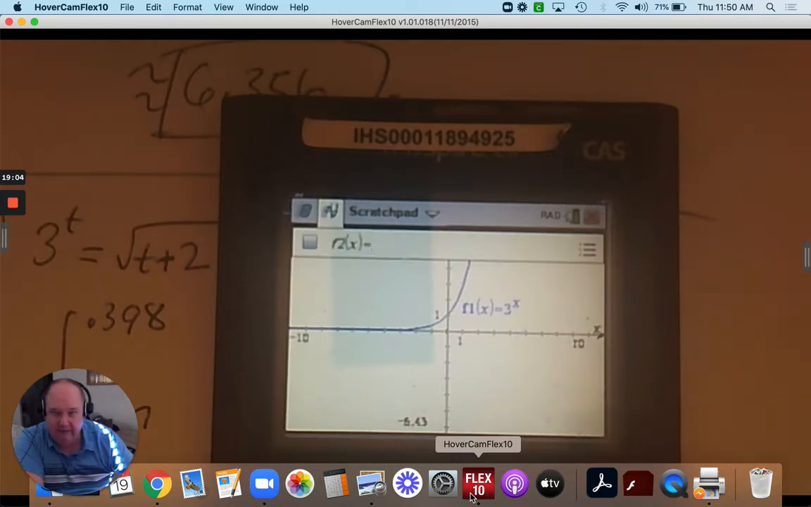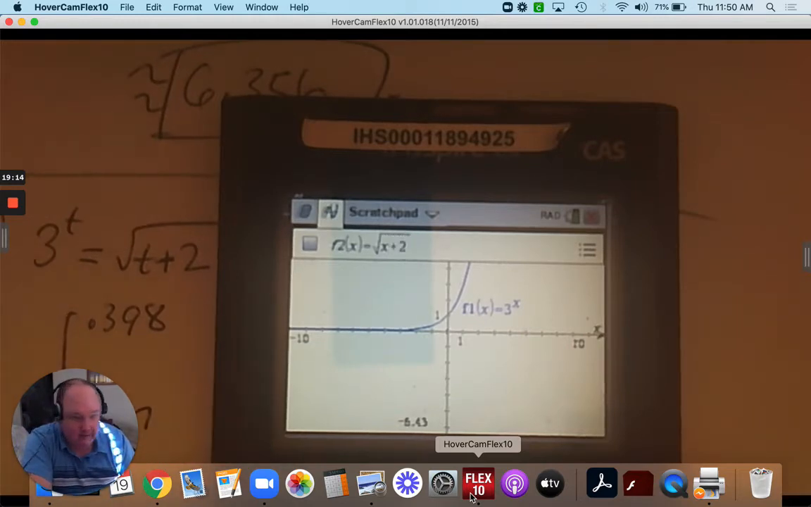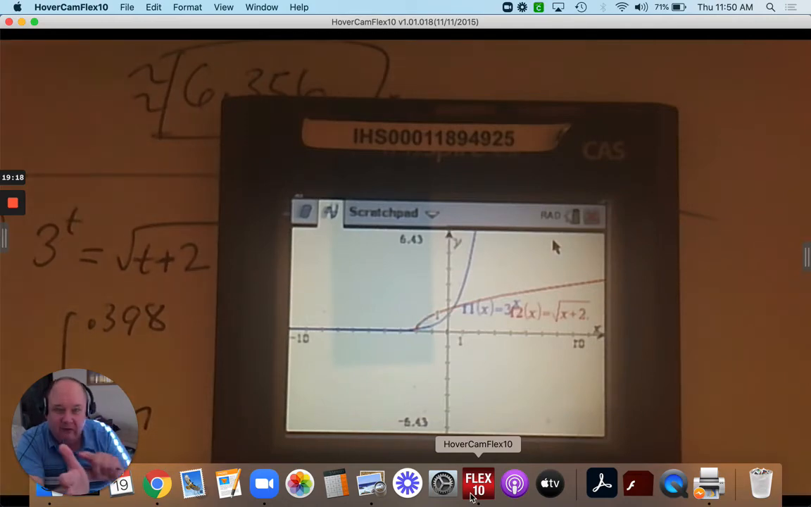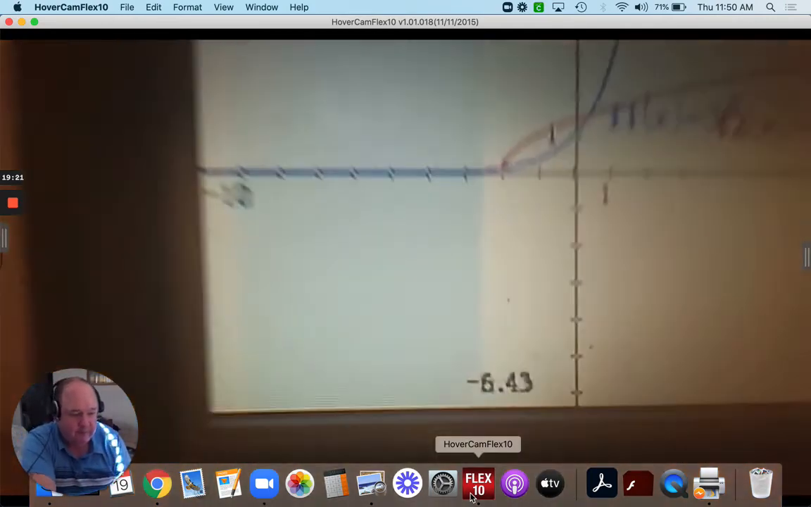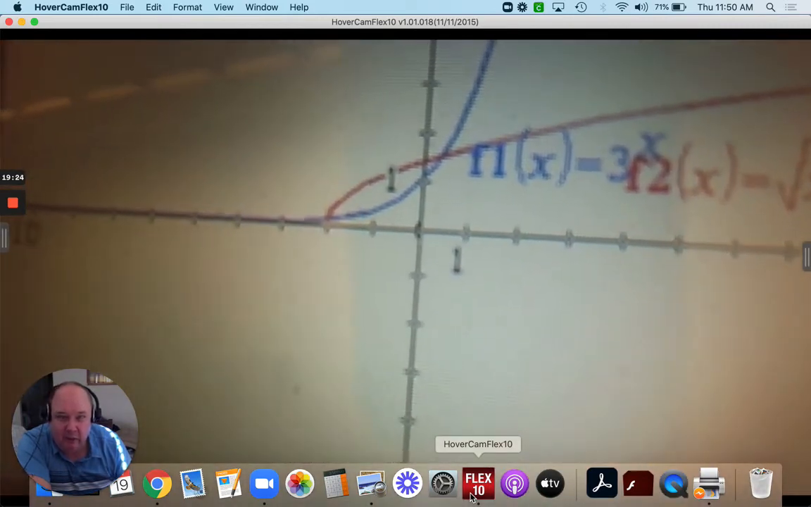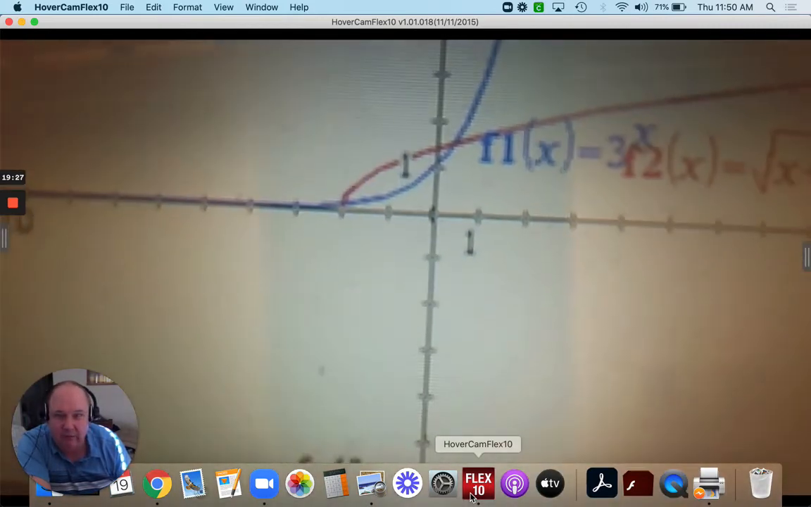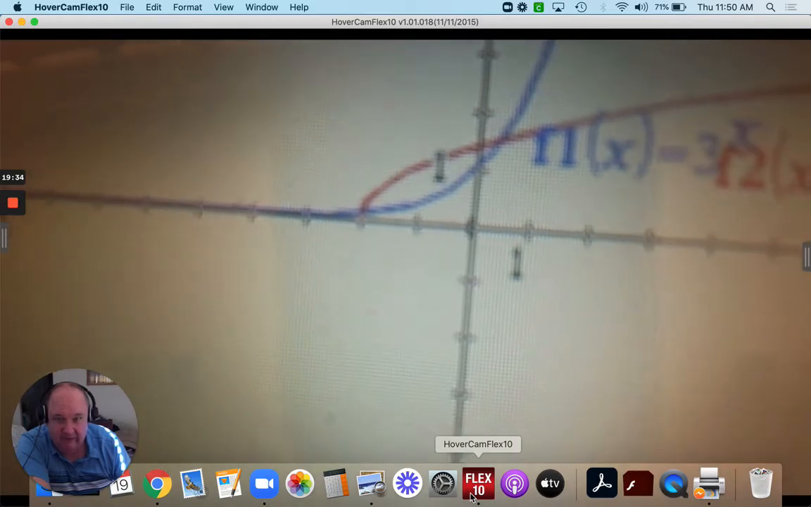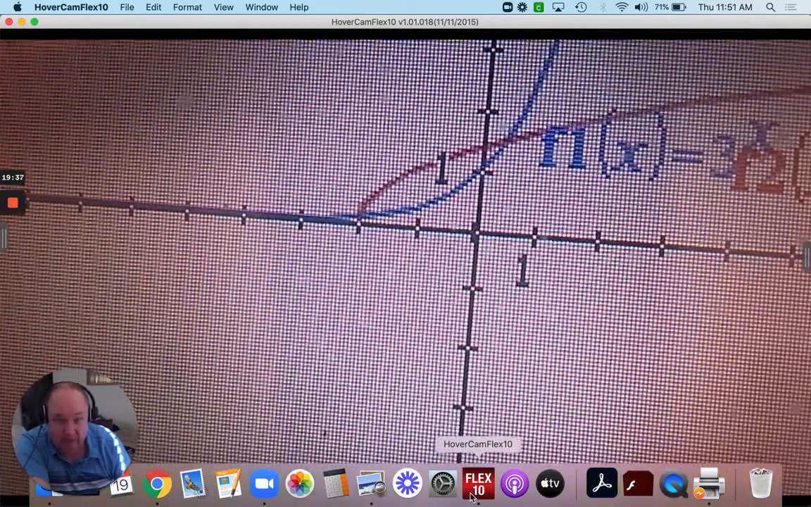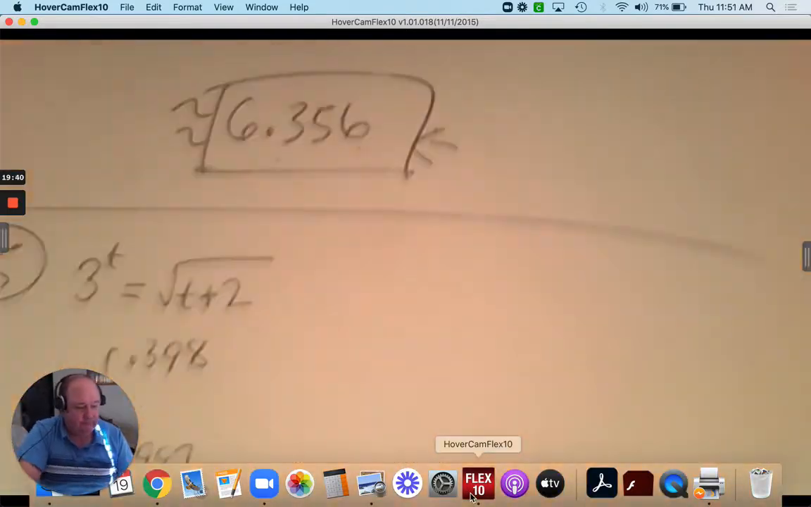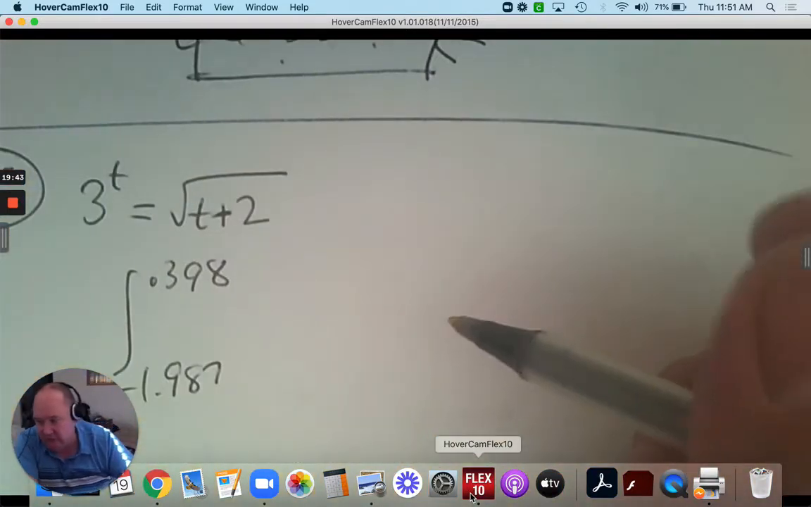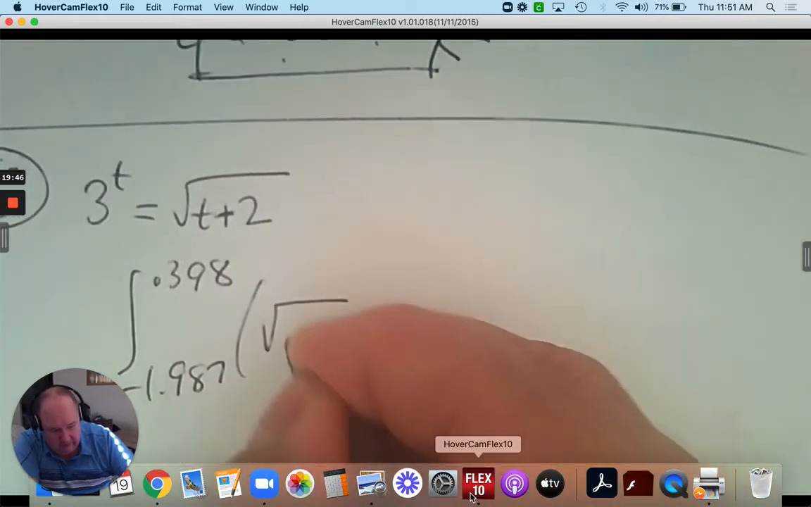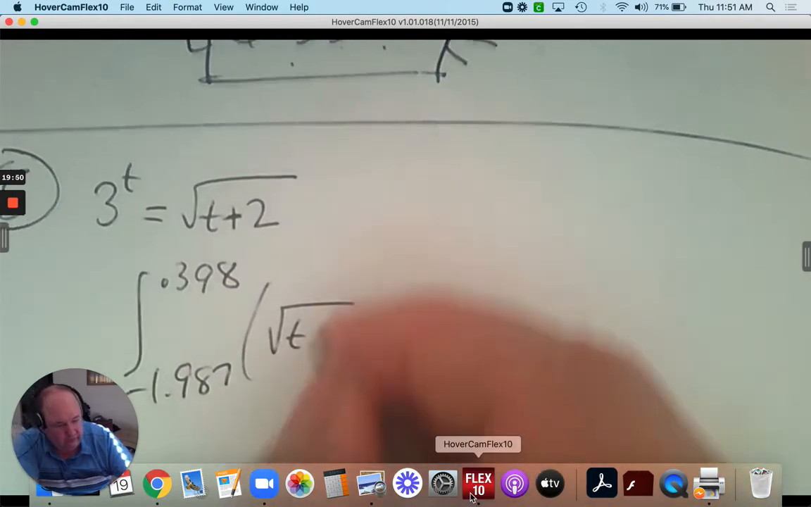Then on the same graph, press tab again. I'm going to type in the square root of x plus 2. Press that. Now look at this next one. Now when you actually see the two graphs, one's blue and the other one's red, can you tell which is above and which one's below? And I think you can tell that the one that's above where they intersect is red and the one below is blue. That helps. So when I look here, the red, which is the square root, is actually the one above. That's the square root of t plus 2.